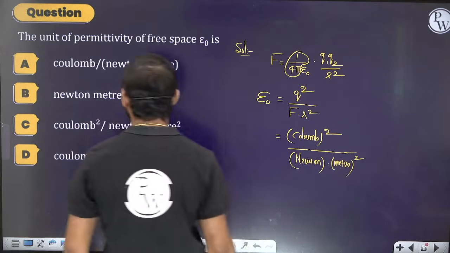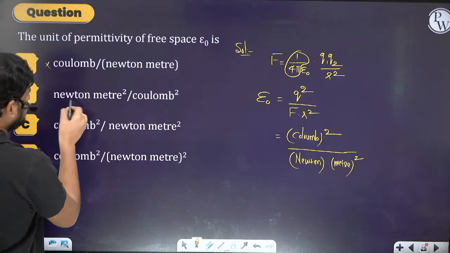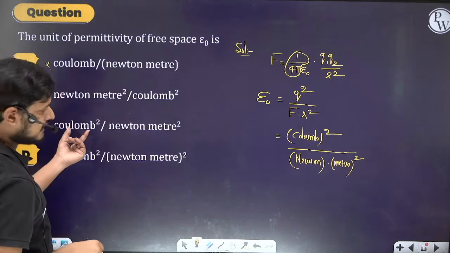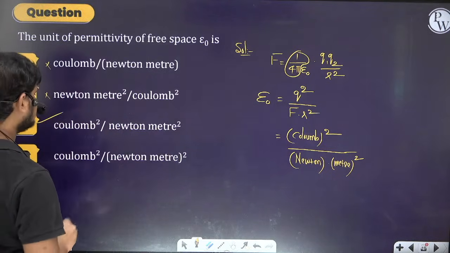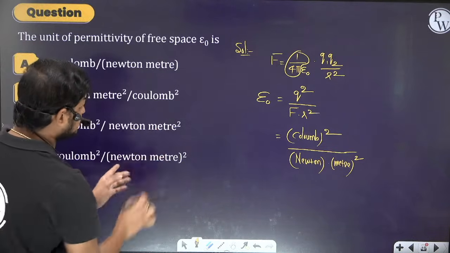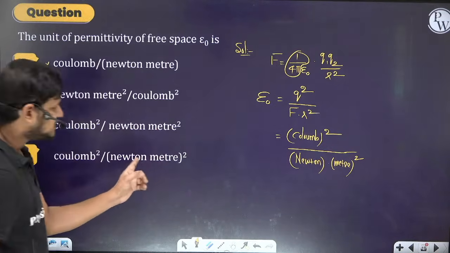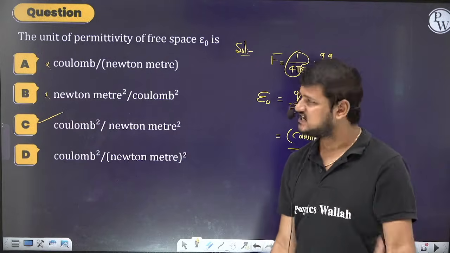So check this option. Where do we have this? Coulomb square, no, not this one. Newton meter square, no. Coulomb square per Newton meter square. Yes. See, this is Newton meter whole square. For Newton also here square is there. So don't select this option. Just check the options properly once you solve the question. Done, guys? Chalo. Let's move further.